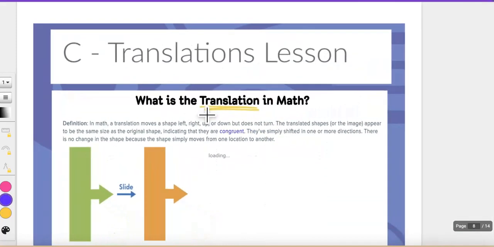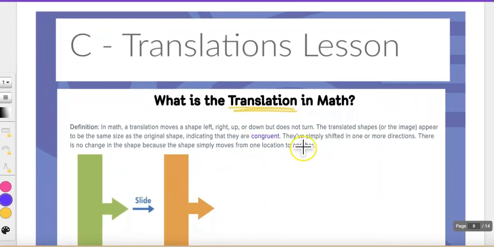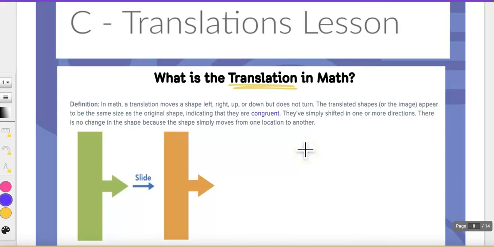Now, we will also learn about translations. So what is the translation in math? Translation means slide. What does it mean? Just slide. That's it. In math, a translation moves a shape left, right, up and down, but does not turn. It just slides. The translated image appears to be the same size as the original image, indicating they are congruent. So this is something to keep in mind.